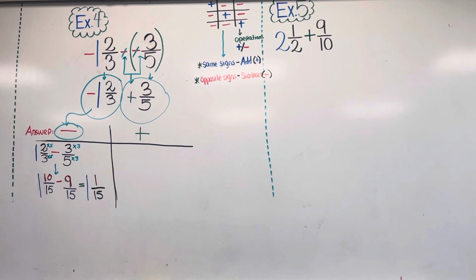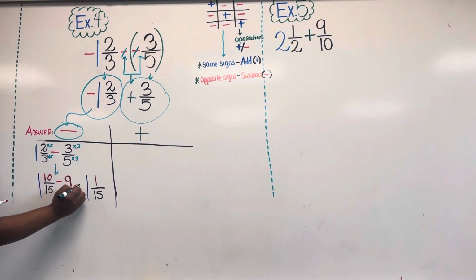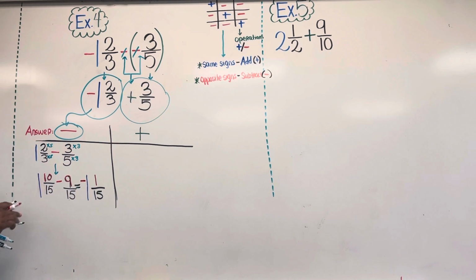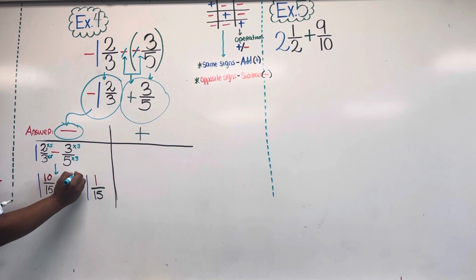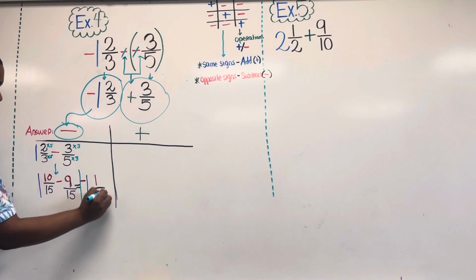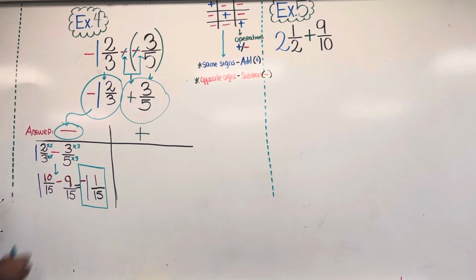Oh, actually, we're forgetting something, guys, because remember, we're on the negative side, right? Meaning that our answer has to have a negative sign associated with it. So our answer is -1 and 1 over 15. This is our answer. -1 and 1 over 15 is our answer.